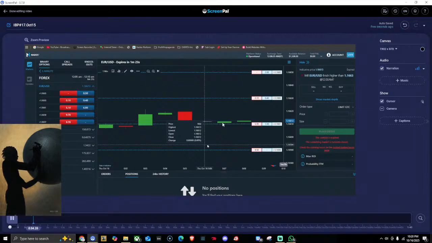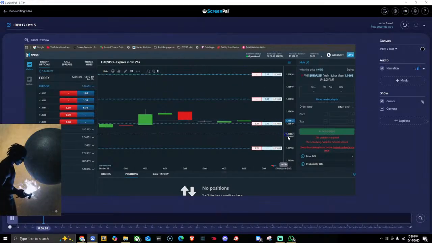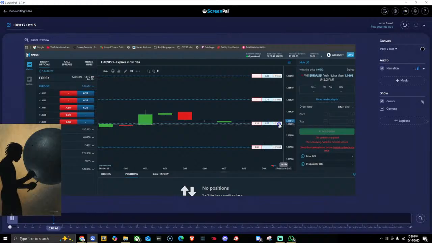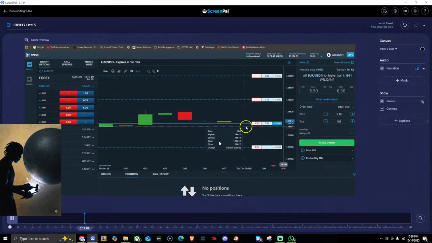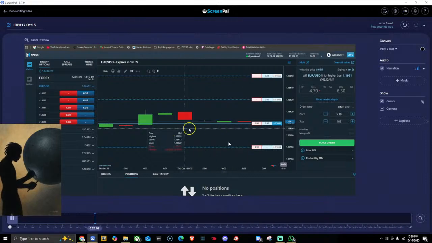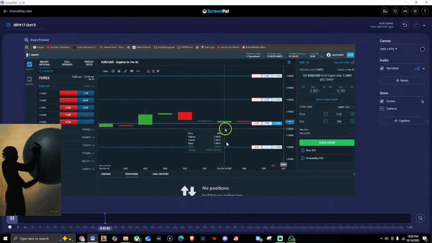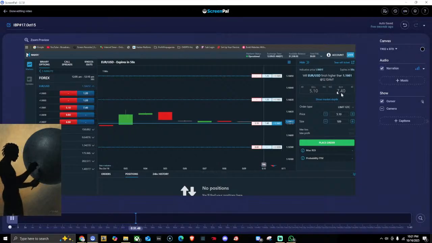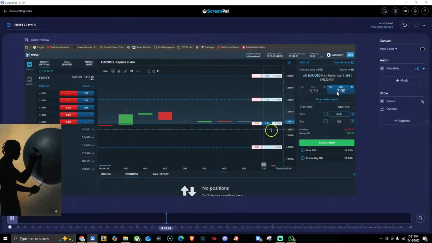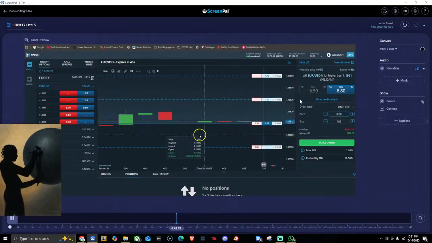Starting the clock off, I want you to take a close look at what the mouse is doing. Follow the cursor, follow the mouse. Look at the information that it's showing you. I'm going back and forth. Follow the cursor.